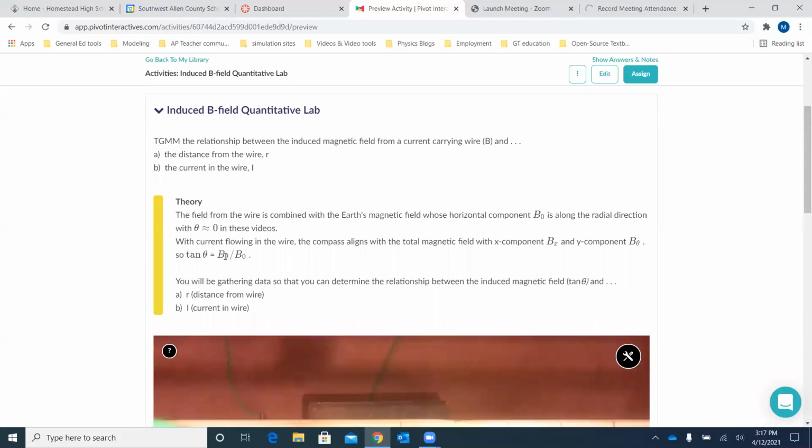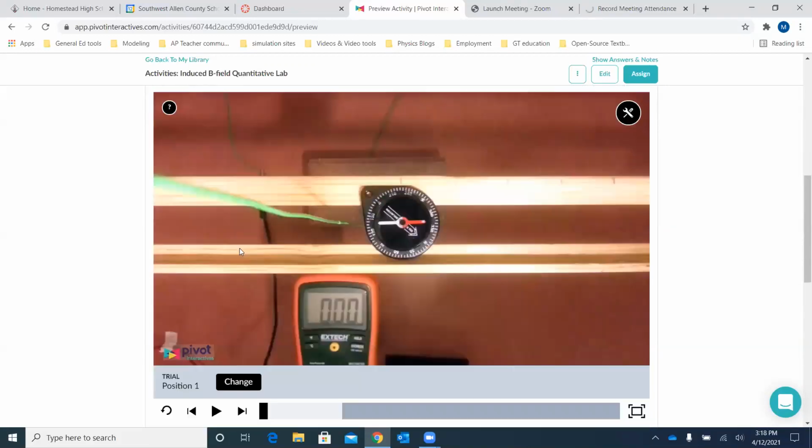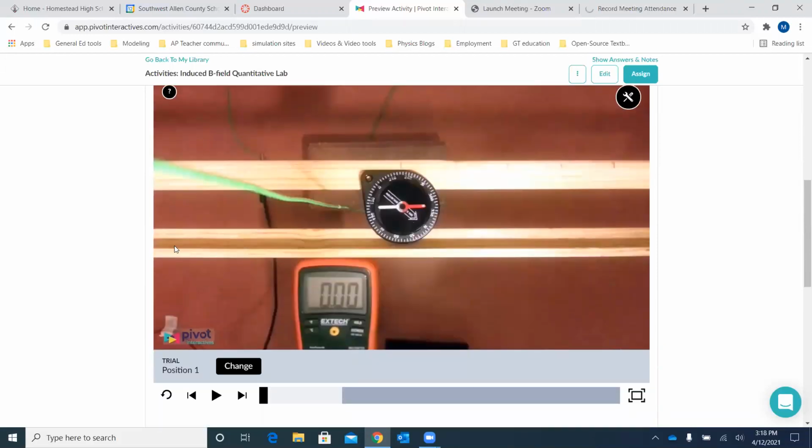So first of all, you need to understand that the magnetic field that we're going to be looking at here is actually a combination of two fields. The field from the Earth, I'll call that B naught, and the actual field that's induced because of the wire. And so really the angle that we'll measure from our compass is going to be a combination of those. So we're going to be plotting tangent of the angle versus R and tangent of the angle versus the current. So for this very first one, we're doing tangent of the angle versus the distance.